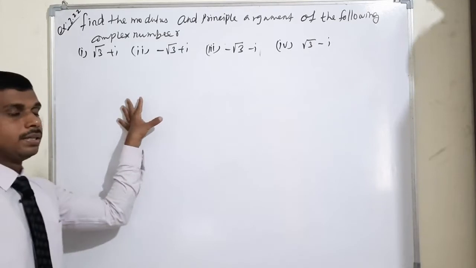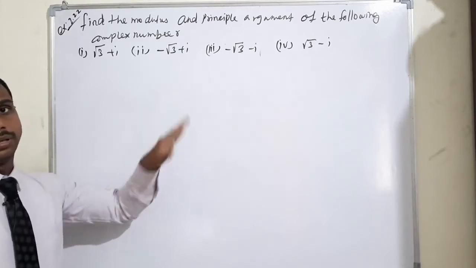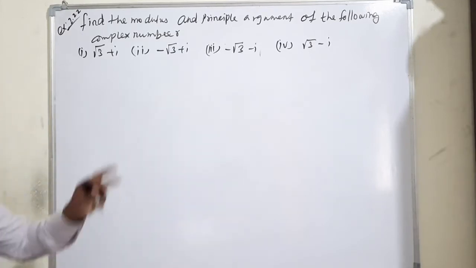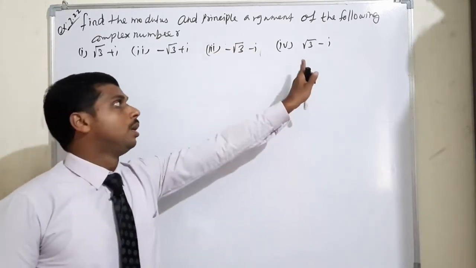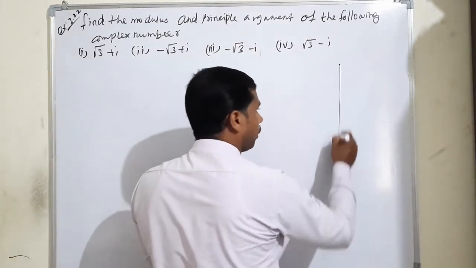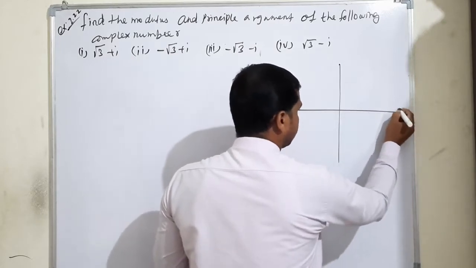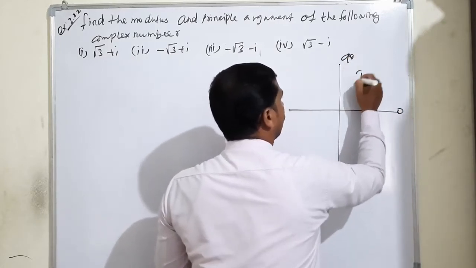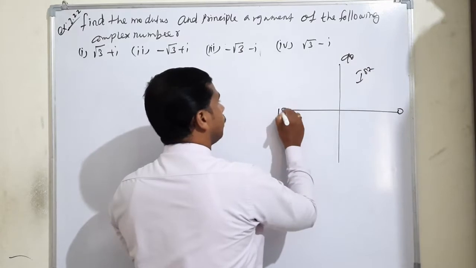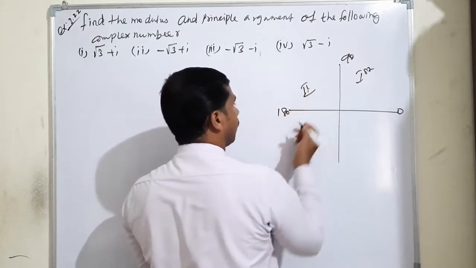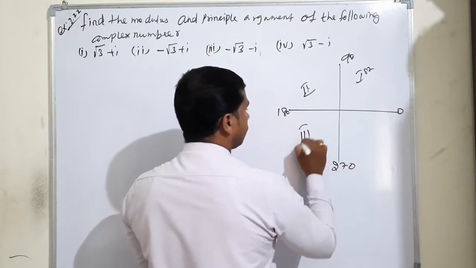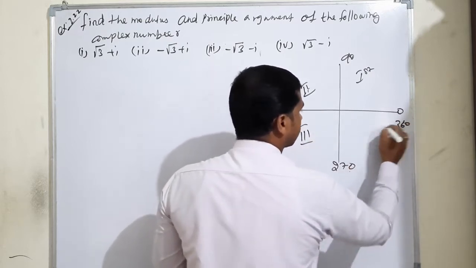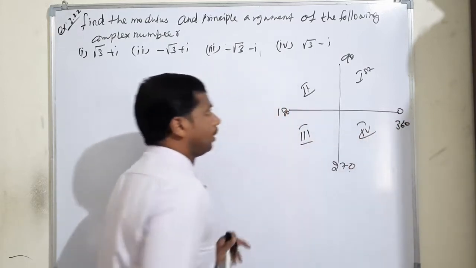Modulus will be very easy, but the principal argument depends upon the formula. Totally it depends on the unit circle. So there are 4 quadrants, isn't it? 0 to 90 is called the first quadrant, then 90 to 180 is called the second quadrant, 180 to 270 is called the third quadrant, and 270 to 360 is called the fourth quadrant, isn't it?